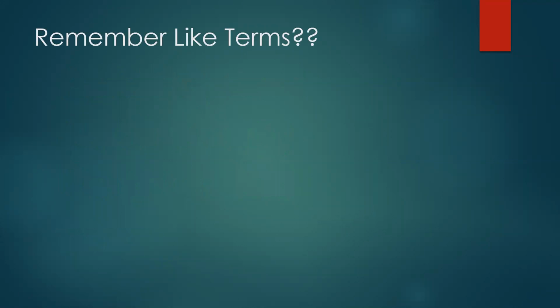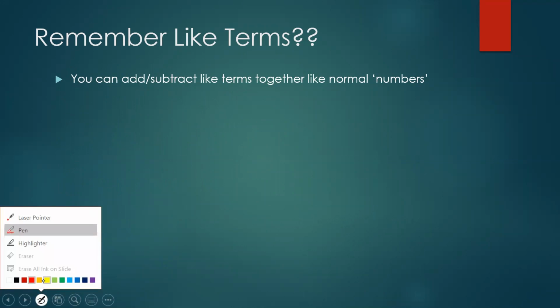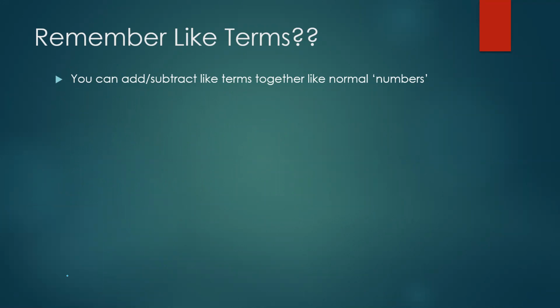First thing is just a reminder of what like terms are. We talked about like terms in the very first lesson in this unit. Like terms are essentially terms that have the same variable and the same exponent. So it has to be both conditions, right? They don't have to be the same sign, and I think sometimes people have a misconception about that, or that they have to be the same number. They literally just have to have the same variable and the same exponent.